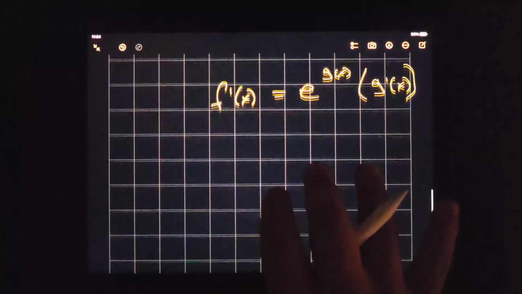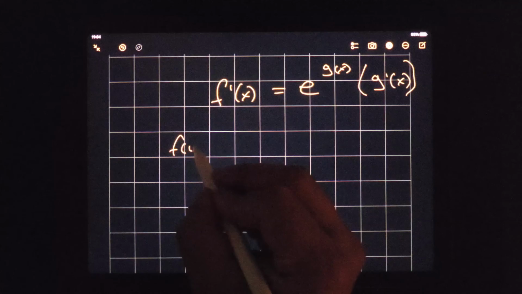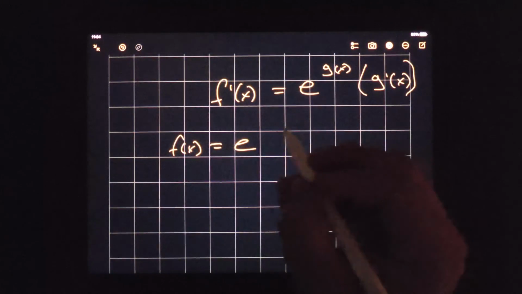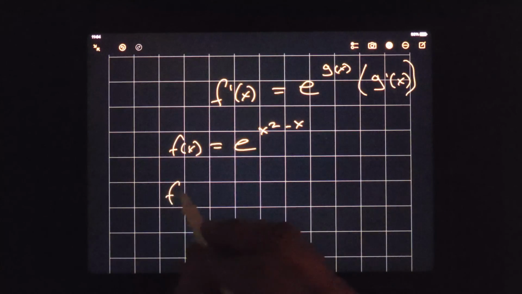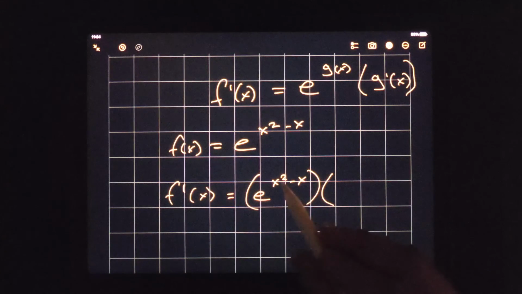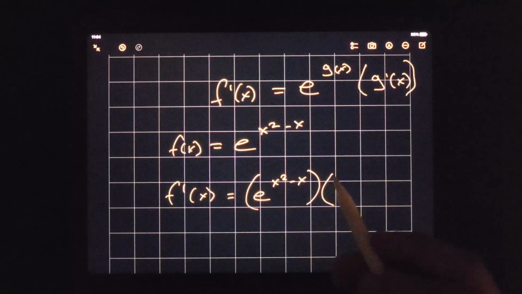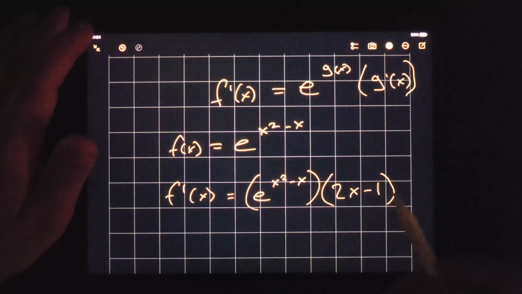So you can even do that with, say, e to the power of x squared minus x. Now you know how to do it. You just rewrite it and then multiply it by the derivative of the exponent, which is going to be 2x minus 1.